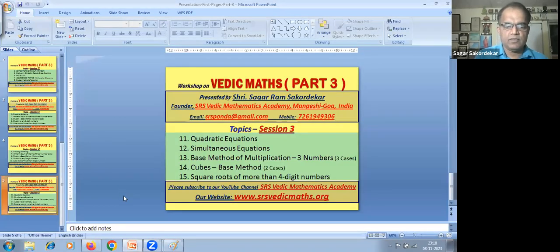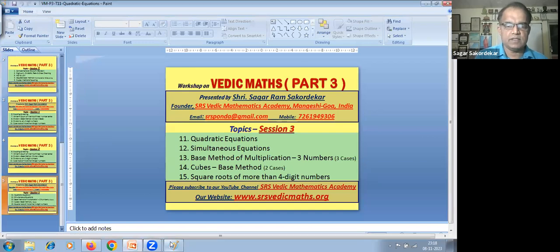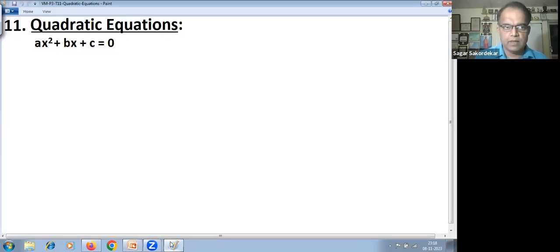So let's start with the first topic of third session, that is topic number 11, quadratic equation. What you see here is a general format of quadratic equation, ax square plus bx plus c equal to 0. So we are not learning what is quadratic equation, but just to solve it, or basically to find two values of x which satisfies this equation.